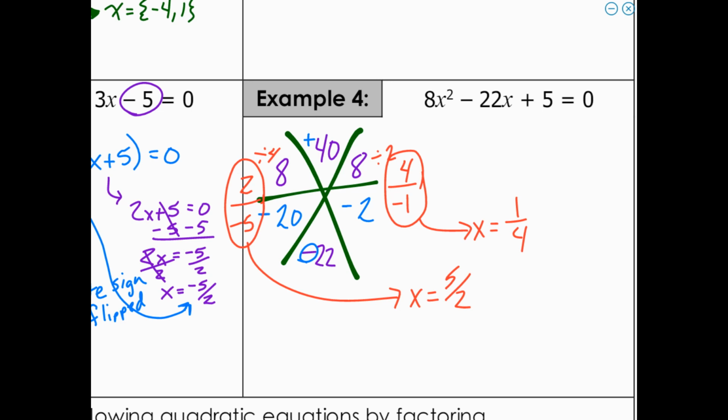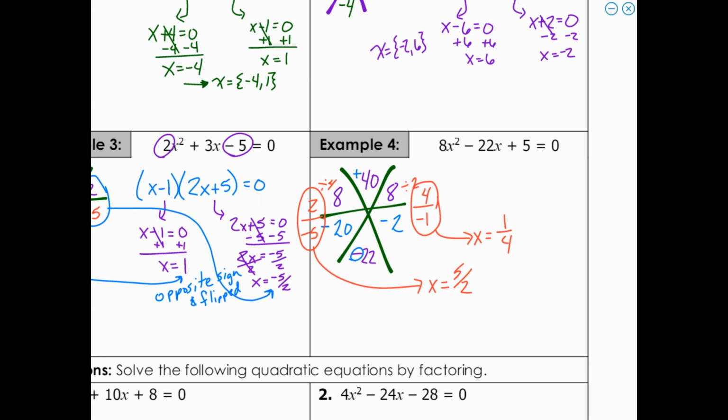Because when we're solving, when you're undoing the process, that's where the sign change happens, because when you're solving, you're working it backwards. So that's why your answers are backwards from what they would have been in your factors. Does that make sense? Because when you solve it, you work everything backwards to undo your process. Okay?